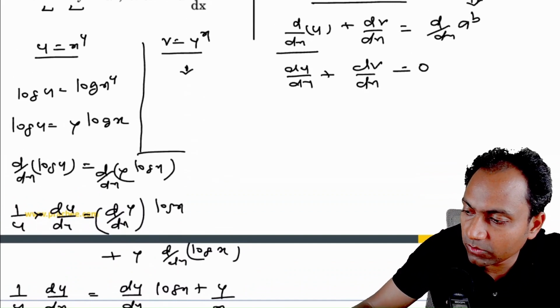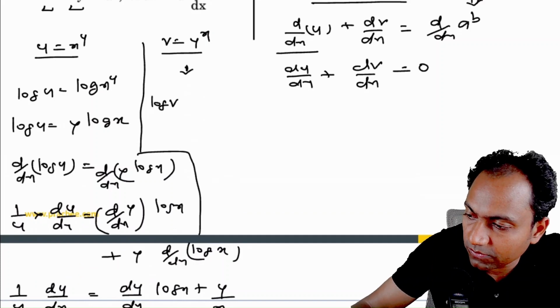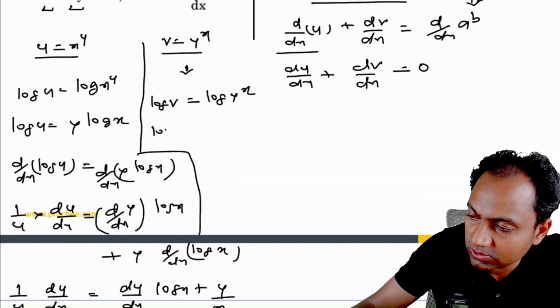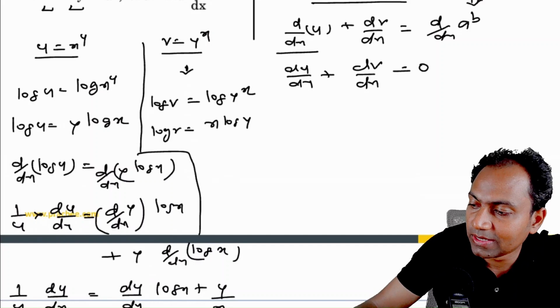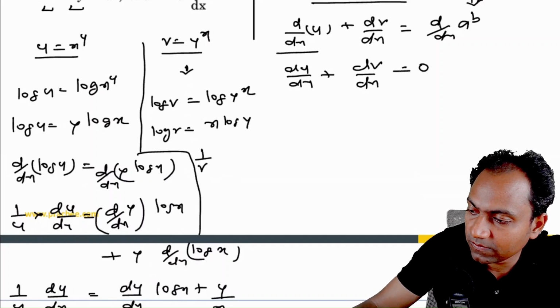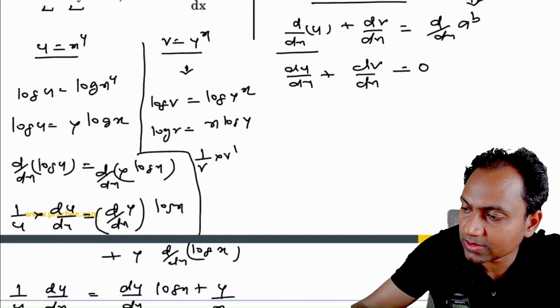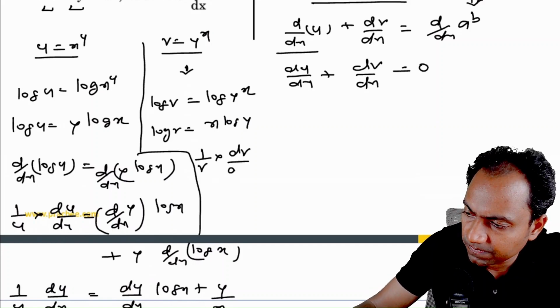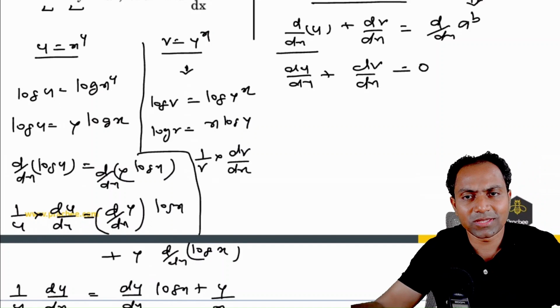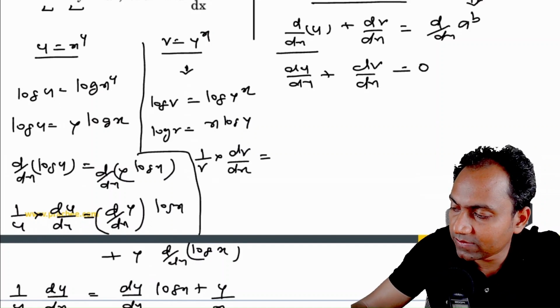So what I am going to do is again use the same technique. Take log on both the sides. So log of v is equal to log of y raised to the power x. This can be written as log of v is equal to x log y, and then differentiate, so it becomes nothing but 1 by v into v dash, or dv by dx. I am doing it faster because I have already done it once. We are using the same technique twice, and here we'll use the product rule.